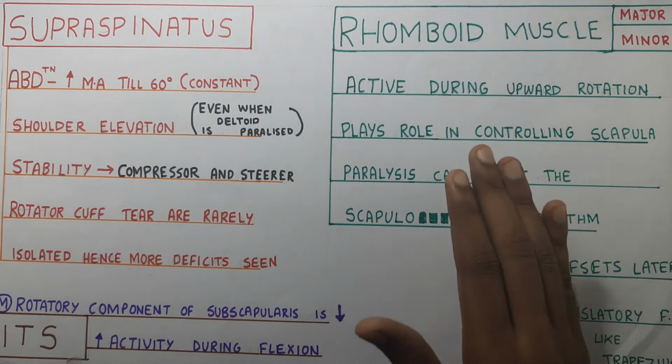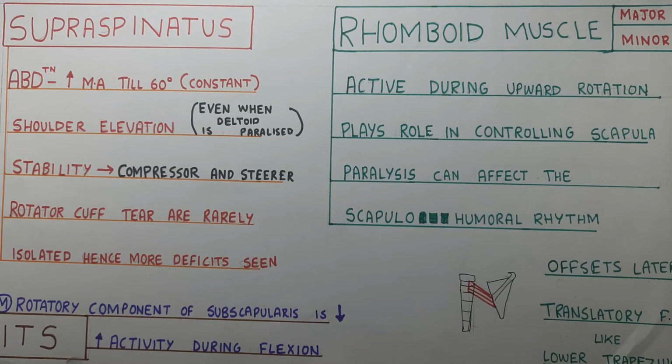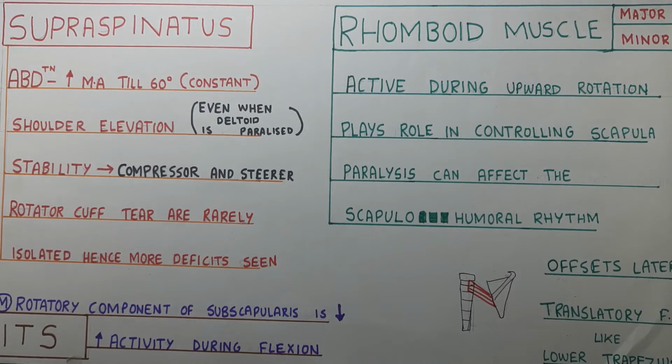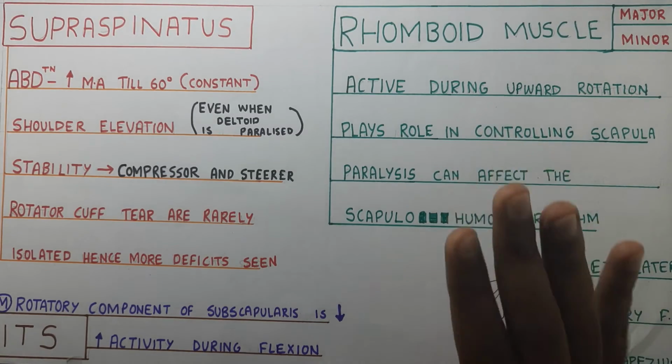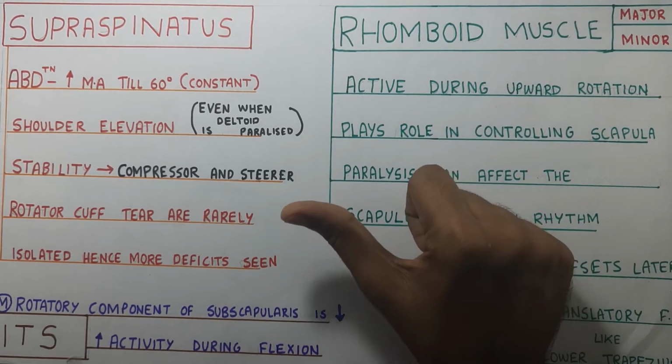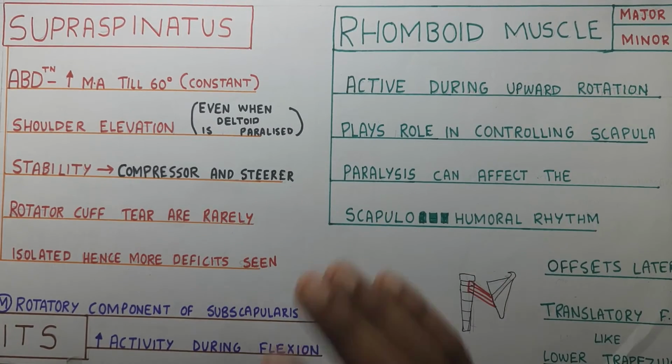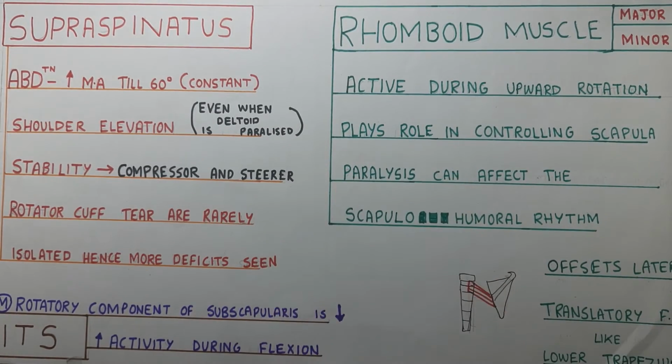Then going to the last upward rotator, that is your rhomboid muscles. So rhomboid, there is major and minor, and it is active during upward rotation. Now in simple words, if you want to remember the function of rhomboid, it is a retractor. It causes retraction of your shoulder joint, but more importantly, it acts similar to your lower trapezius. That is, it offsets lateral translatory forces like your lower trapezius.